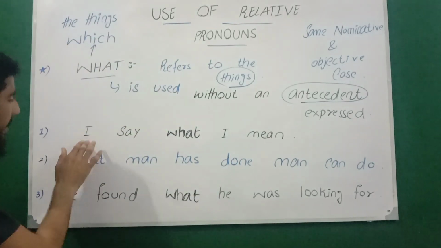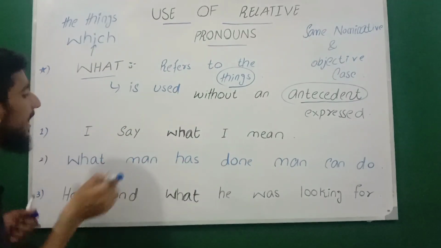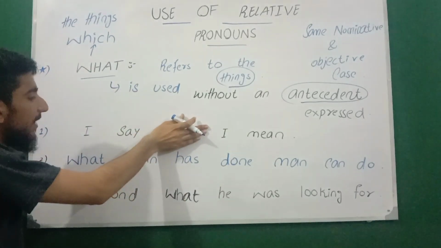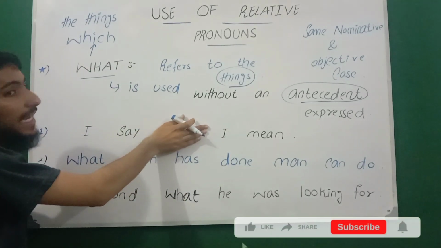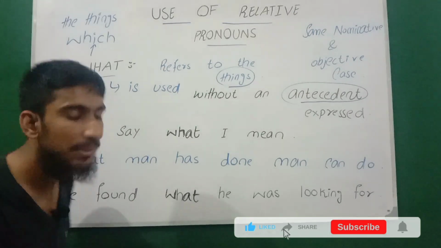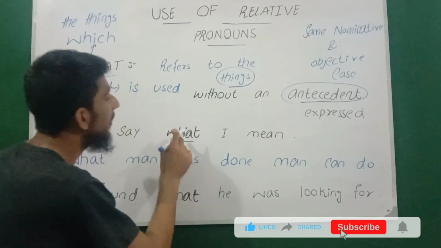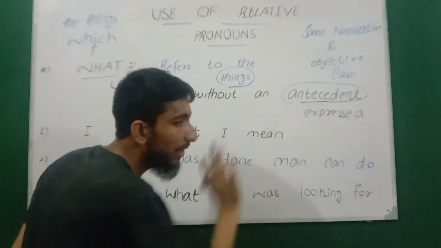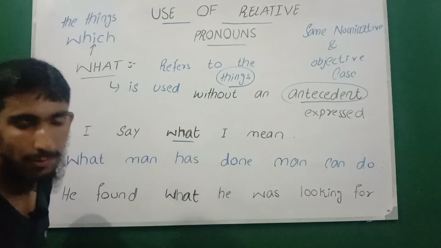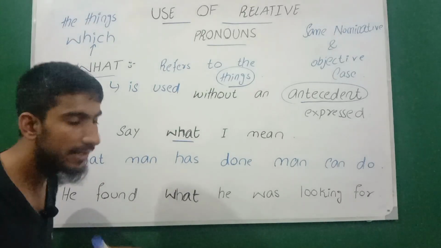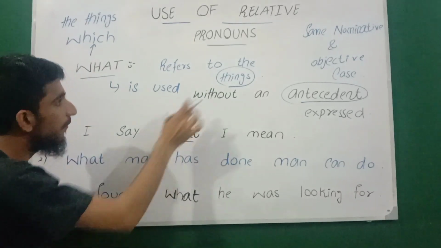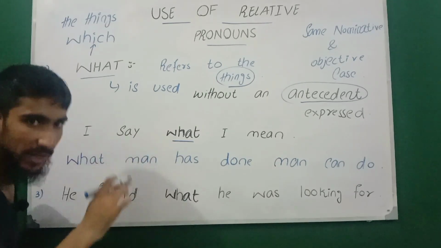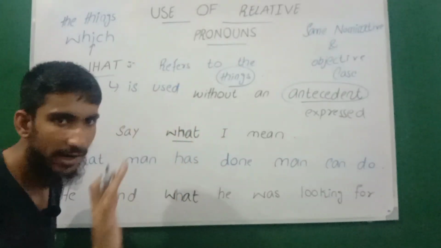Look at the first example: I say what I mean. Viewers, if I hide what, the statement will be: I say the things which I mean. So what refers to the things, and it is used without an antecedent. An antecedent is the noun or pronoun previously mentioned in the sentence. What refers to the things, meaning the things which, and there is no antecedent expressed. So all the criteria are completed.